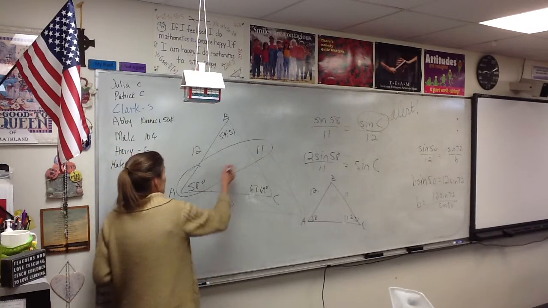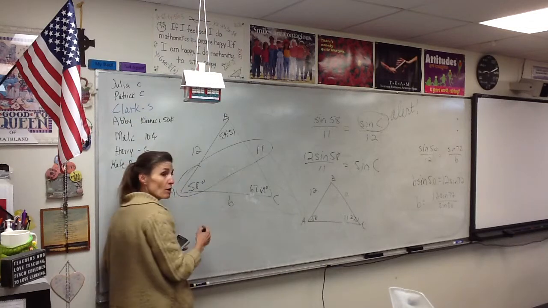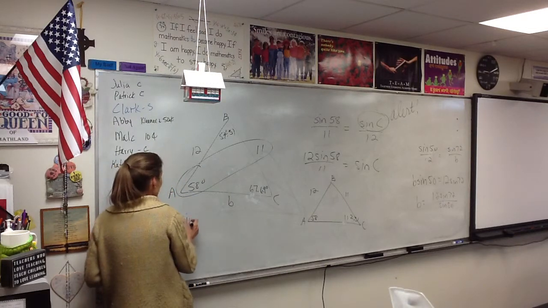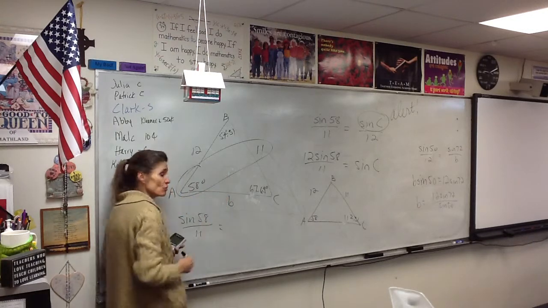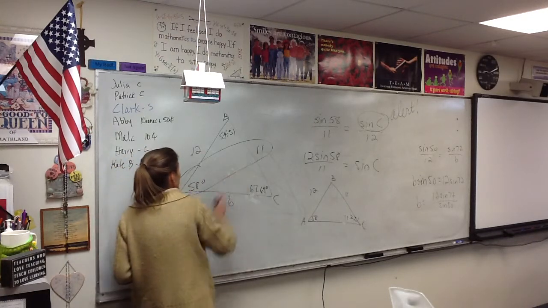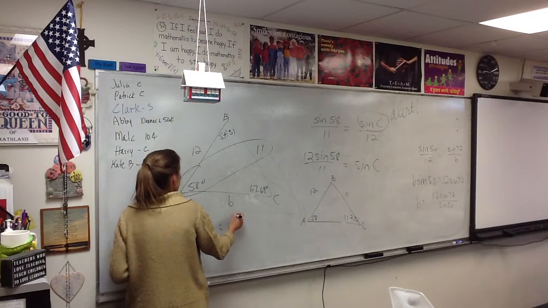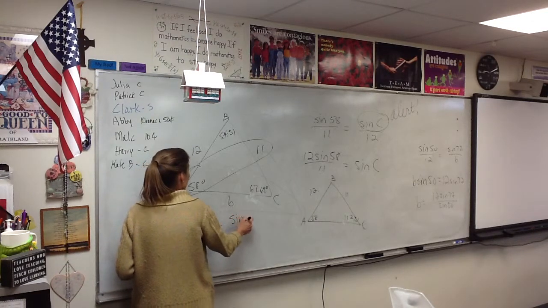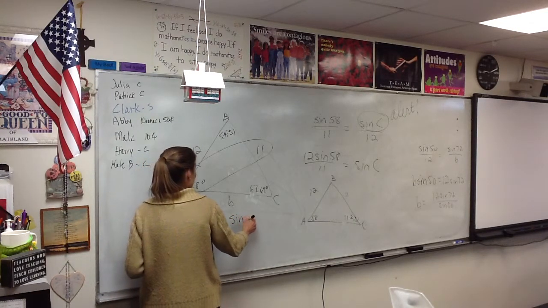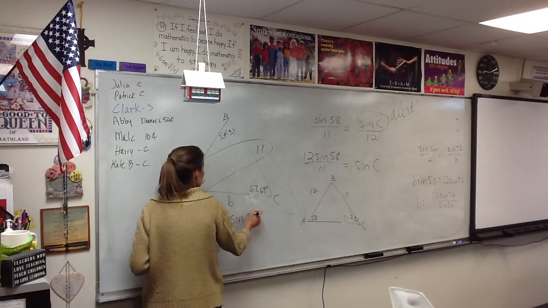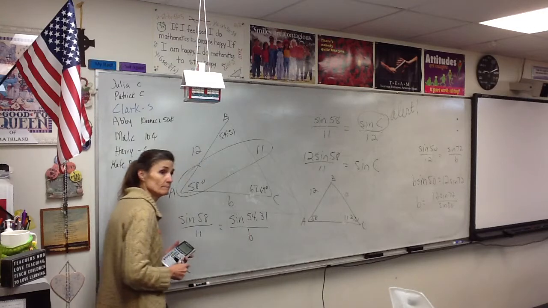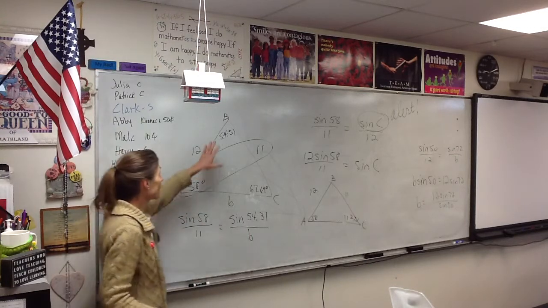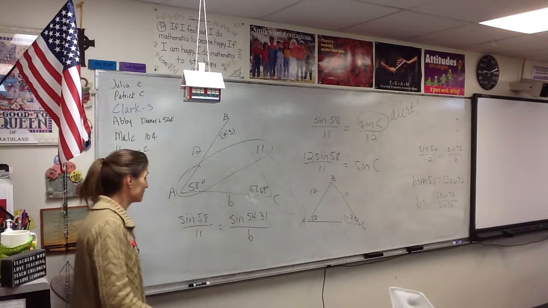Actually, sweetheart, let's use this one because there's no round off there. So we'll use sine 58 over 11. Since that was given data, there's no round off. So sine 58 over 11 equals, what did you say, Katie? Equals sine B over 54.31 over B. You take the sine of the angle over the side.